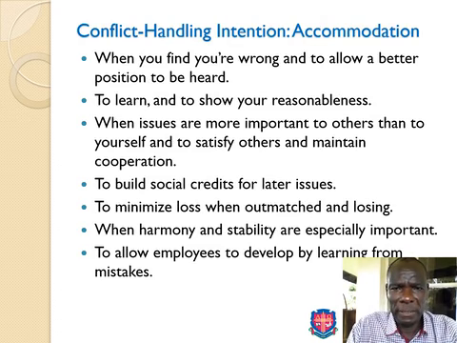Take avoidance and intention. When is accommodation a possibility? When do you choose accommodation as a conflict handling intention? When you find you are wrong and to allow a better position to be had. When you accept you are wrong, then you go for accommodation. To learn and to show your reasonableness.